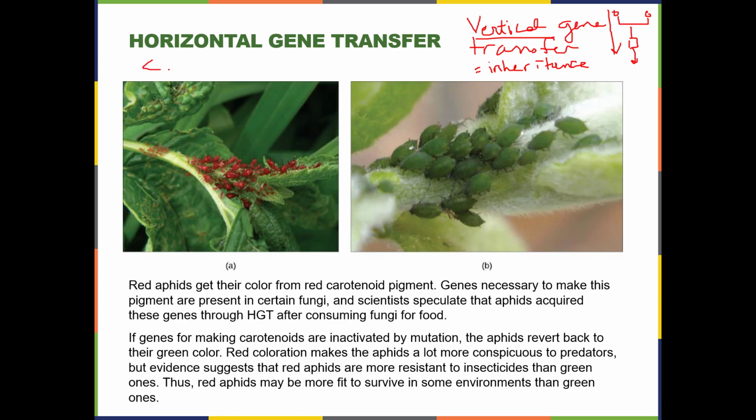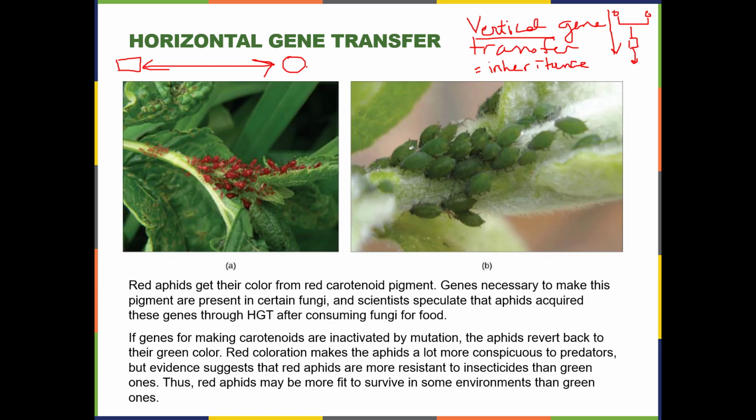All right, so horizontal gene transfer means transfer between individuals. It's not from parent to child, it's from one organism that is alive transferring to another organism that's alive at the same time. This concept has been understood to occur between bacteria for a long time.